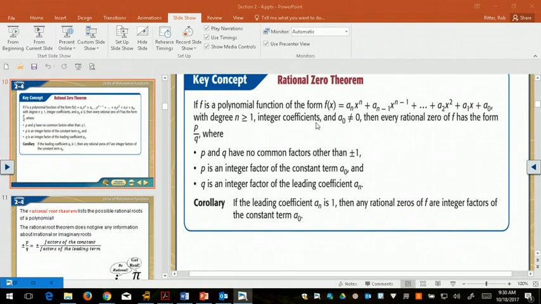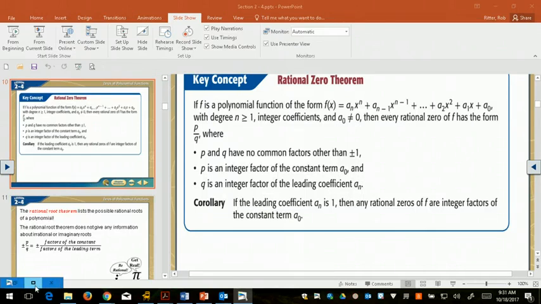With integer coefficients, and the constant isn't 0. If the constant is 0, you've got to factor out x and then try this approach. Then every rational zero, where we have p's over q's, you might remember the p's over q's. P's and q's have no common factors other than plus or minus 1. P is an integer factor of the constant term, and q is an integer factor of a sub n.